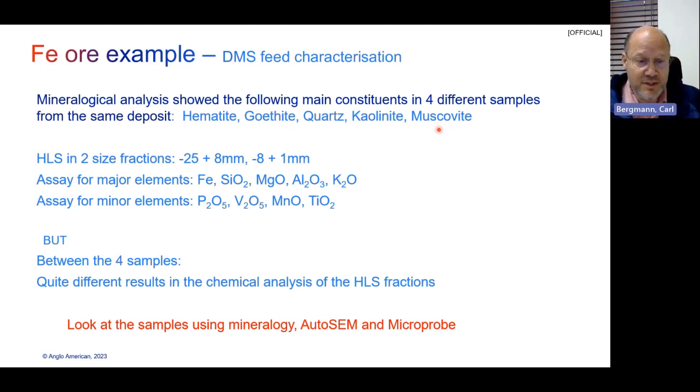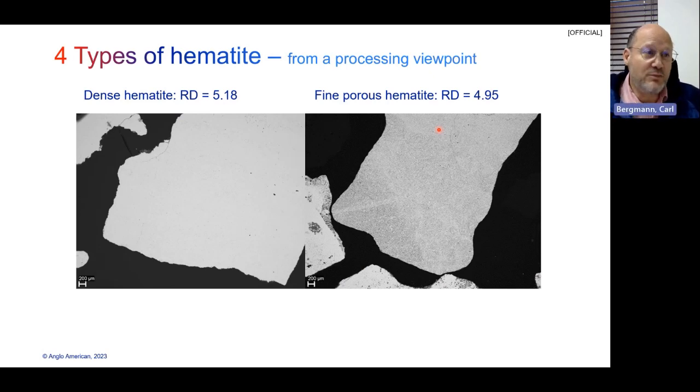And here we're going to look at AutoSEM and the microprobe. And what do we find? Well, instead of having 1 type of hematite, there's actually 4 types of hematite. On the top left here, you can see a very dense particle of hematite. There are very few inclusions in here, and the density of that particle will be high, very close to pure hematite.